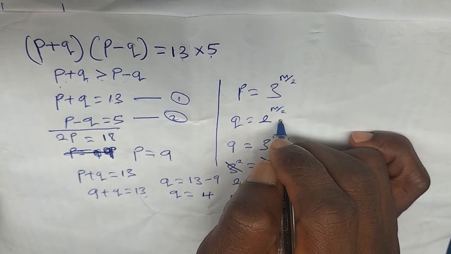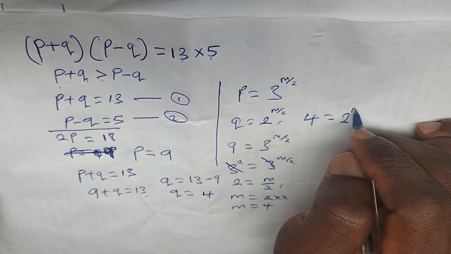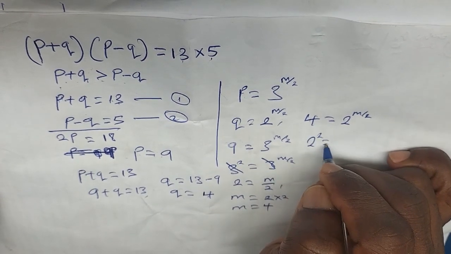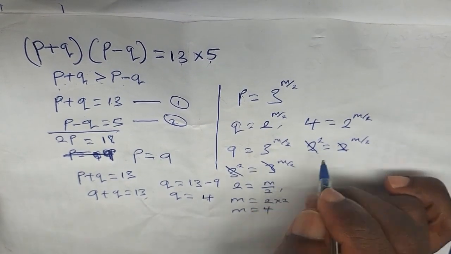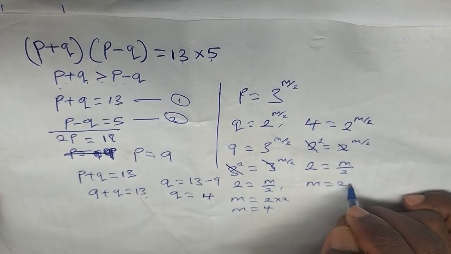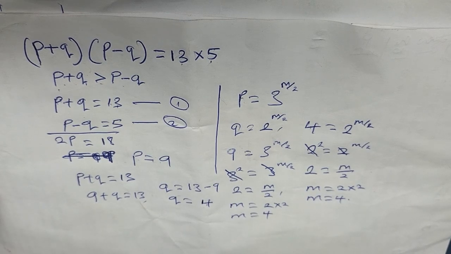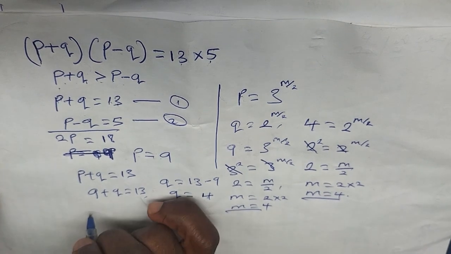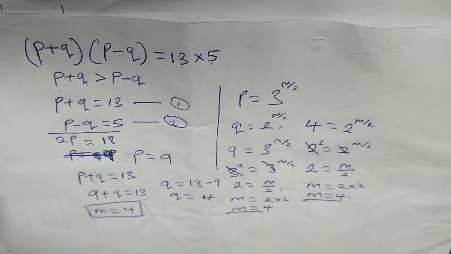If we do the same thing for this one, where q is 4, we can say 4 is equal to 2 to the power of m over 2. And we can write 4 as 2 to the power of 2 is equal to 2 to the power of m over 2. So this and this will go. We're now having 2 is equal to m over 2. So therefore our m is equal to 2 times 2. Our m is equal to 4. Since we've gotten the value of m, I can write it here: your m is equal to 4. So this is the value for m.